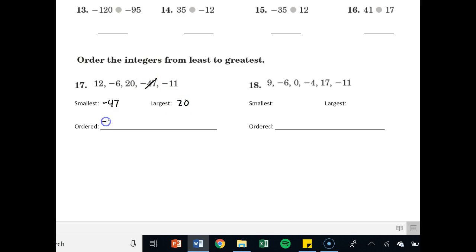So if I'm ordering them from smallest to greatest, it's negative 47, then followed by negative 11, then negative 6, right? I'm growing in positivity, or I'm getting less and less negative. Then I can say 12, and then I can say 20.